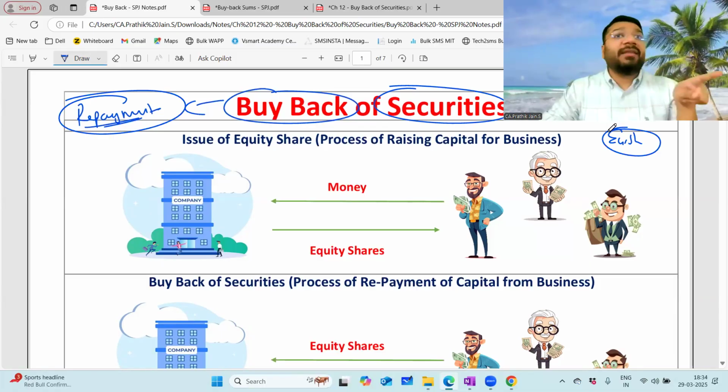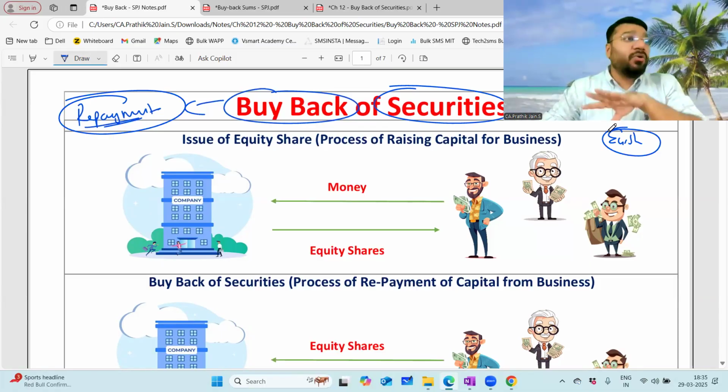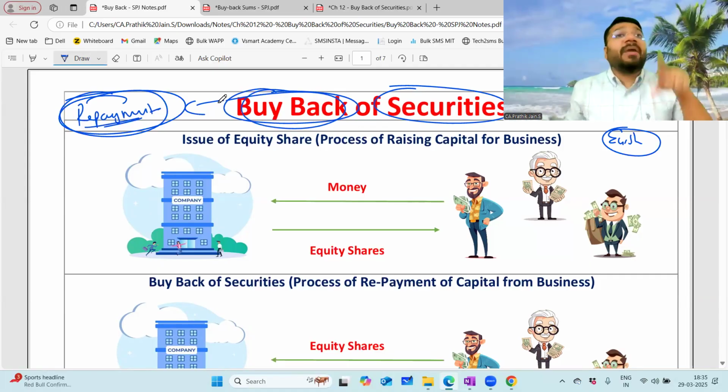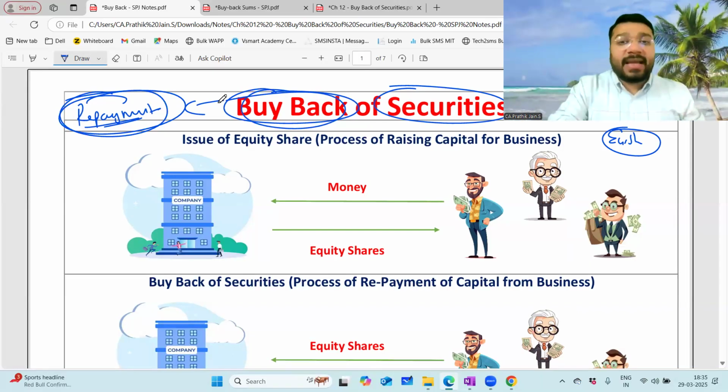Can the buyback happen for the preference share? Yes, but it is not there in the syllabus. Can the buyback happen for the debenture? Yes. Is it there in the syllabus? No. So we're discussing the repayment of the equity share capital. Buyback means repayment before the due date. It is unplanned repayment. It's an unplanned activity.